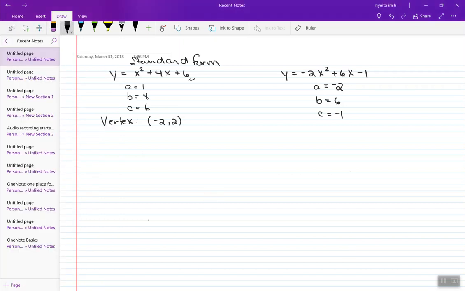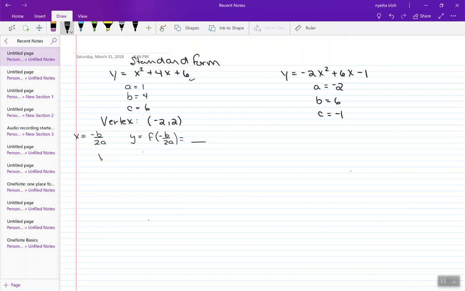So from here, in the last video, we showed that the vertex for this equation was at negative 2, 2. And we used the formula negative b over 2a for my x, and then to find y, we just plugged that negative b over 2a into the function and came up with some number. That's how we got negative 2, 2.